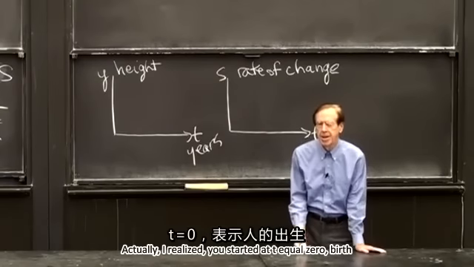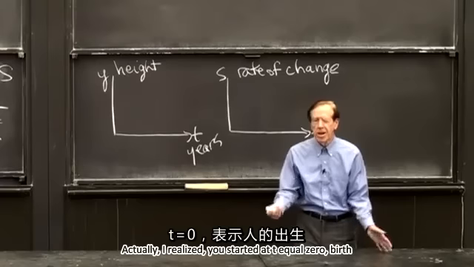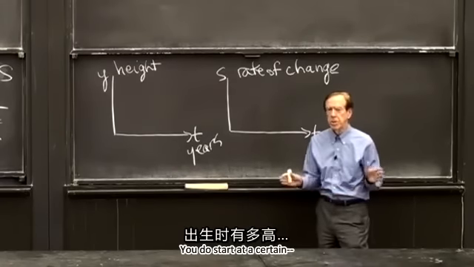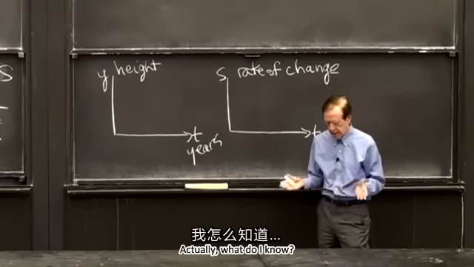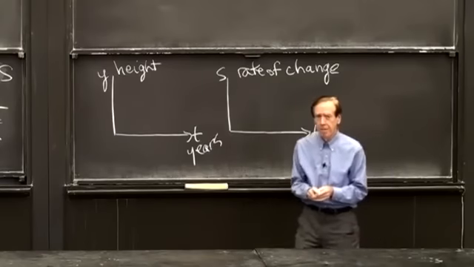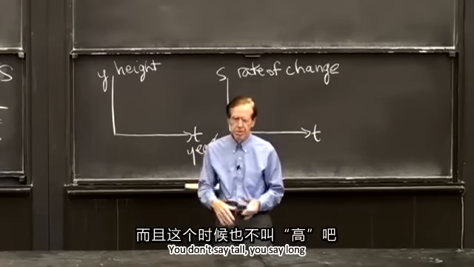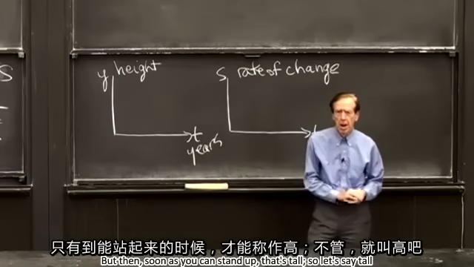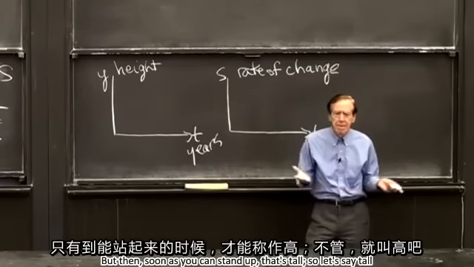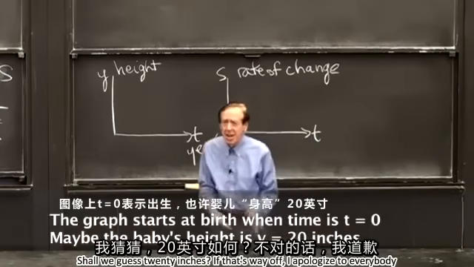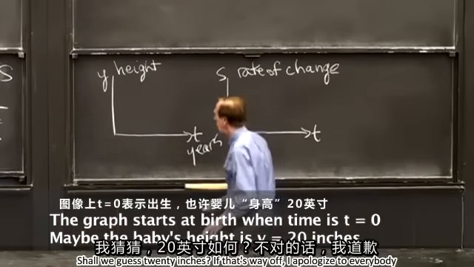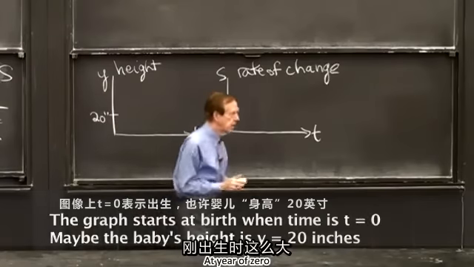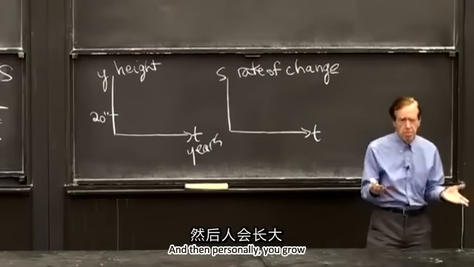Actually, I realize you start at t equals 0, birth. You do start at a certain... actually, what do I know? You don't say tall, you say long, but then as soon as you can stand up, it's tall. So let's say tall. Shall we guess 20 inches? If that's way off, I apologize to everybody. Let me just say 20 inches at year 0. Okay, and then presumably you grow.